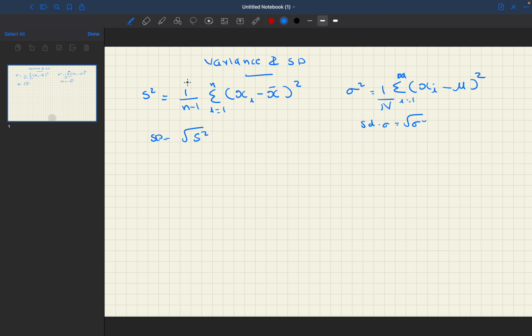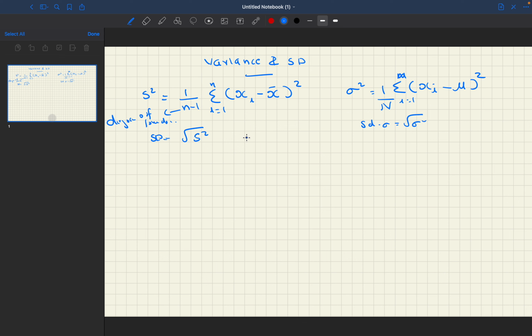Here, if you look at the sample data, we have used n minus 1, right? Here this is n minus 1. This is what we call degree of freedom. This is used to avoid the bias of data. If we use n minus 1, it will be unbiased. Otherwise, if you use n, it will be biased with the number of data points in the sample data.